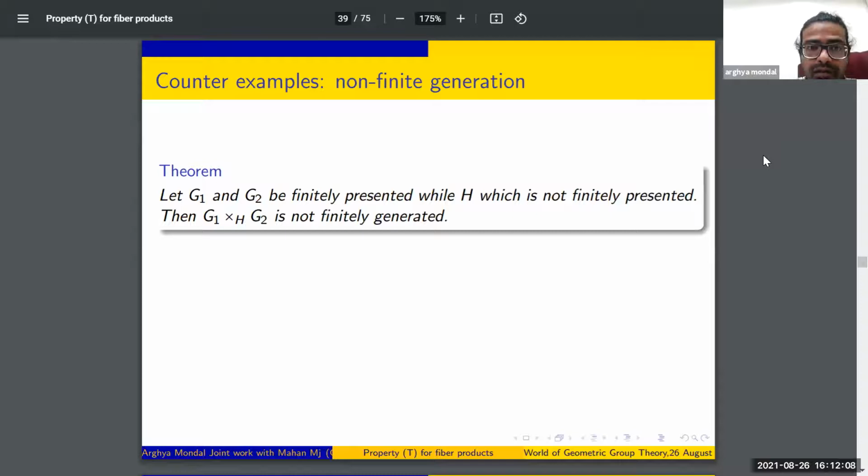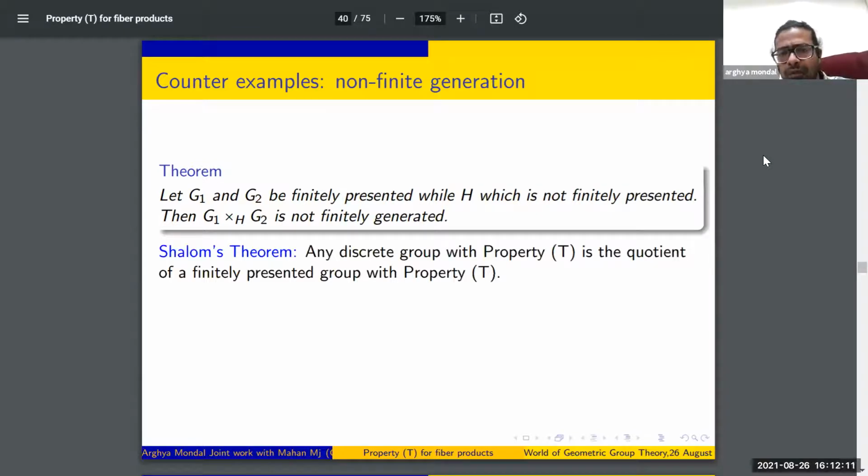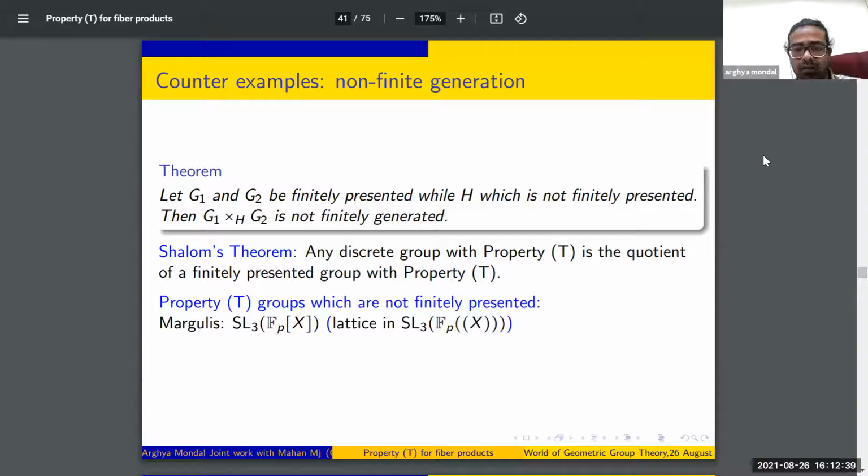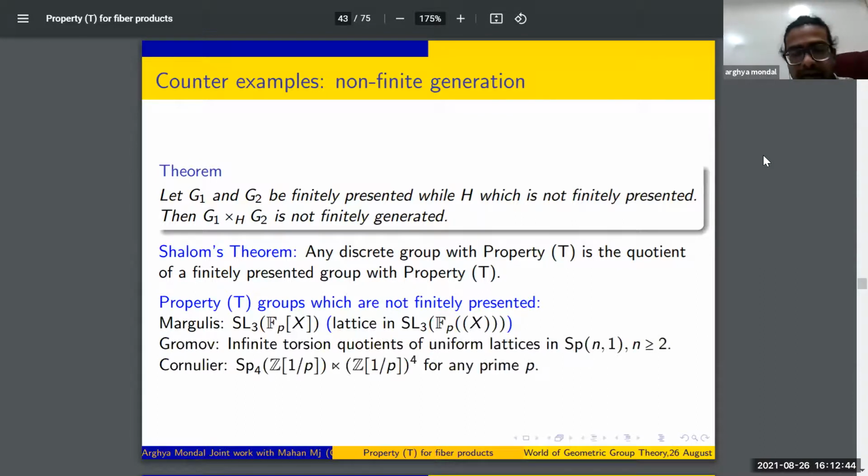So how do I use this to get counterexamples? There's a theorem of Shalen, which says that even if my group is not finitely presented, I can always write it as a quotient of a group which is finitely presented. So all we need to do is to find a non-finitely presented group and call it H, and then Shalen's theorem will give me G1 and G2. So what are examples of groups which are not finitely presented? Many people give these examples, for example Margulis, Gromov, Cornelier. I don't want to go into details of this.